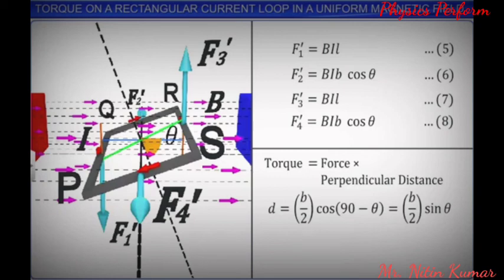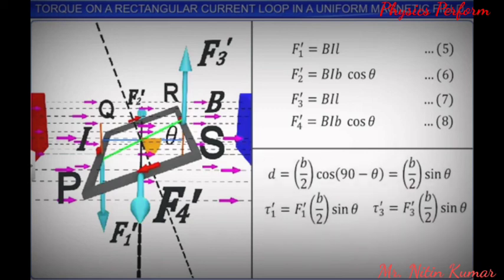Thus, the torque tau1 dash on the loop due to F1 dash is equal to F1 dash b by 2 sine theta. Similarly, the torque tau3 dash on the loop due to the force F3 dash is given by tau3 dash equal to F3 dash b by 2 sine theta. Hence, the net torque tau dash on the loop is given by the sum of tau1 dash and tau3 dash.